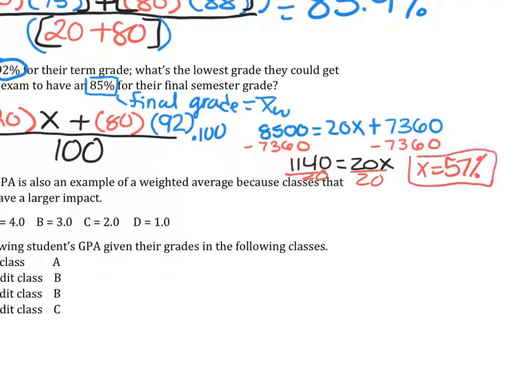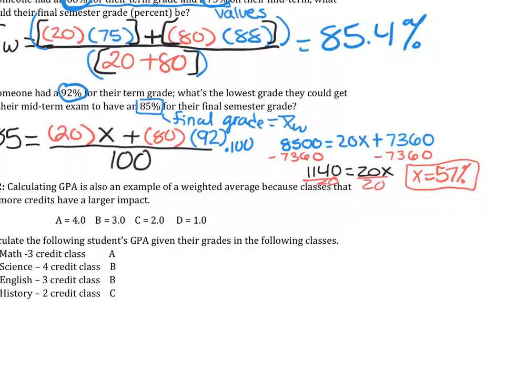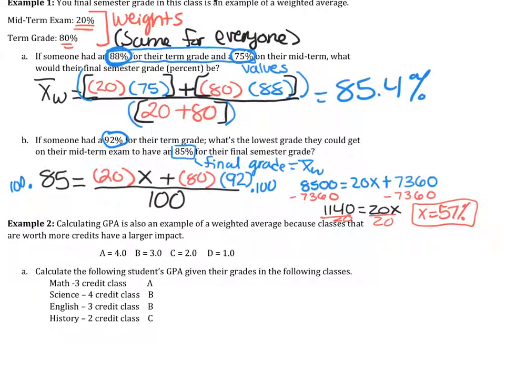So good news for this kid, they could fail the midterm and still have a B. Right now, that's what we're going to aim to do. We're going to get exactly a 57. Exactly a 57. That's the lowest they could get and still end up with an 85% on their semester grade. If they got more than 57, they'd have a higher grade, which is cool. Okay, do you guys have any questions there?